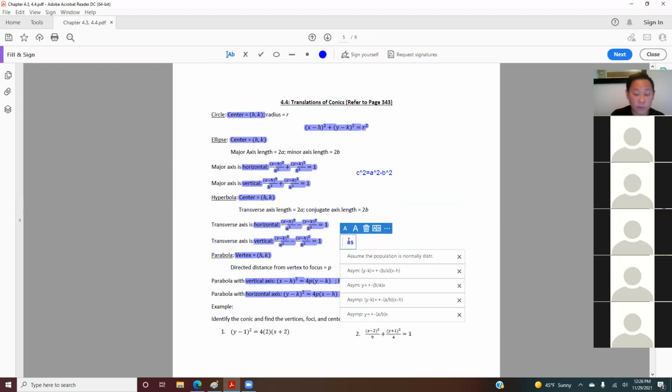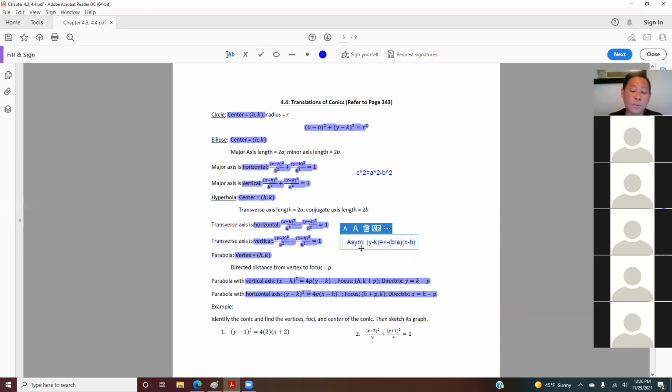And hyperbola also has asymptotes. So the asymptote in this case will be y minus k, because your y and x are already not at (0, 0). Your center is at (h, k). So y minus k equals plus or minus b over a times (x minus h). This b over a is for the horizontal one.